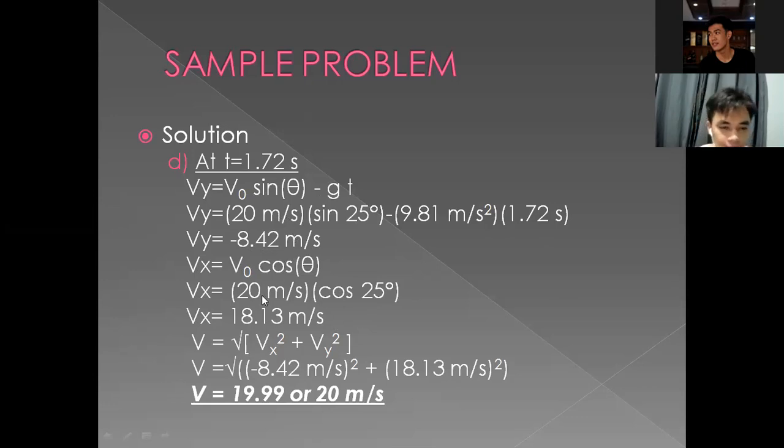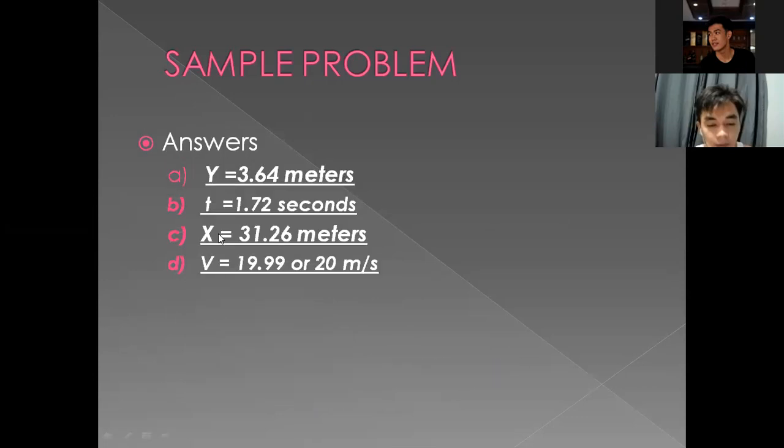And alam naman natin, the square of the horizontal and the square of the vertical, tapos i-square root mo, makukuha is yung velocity. So, i-equate natin siya, Vx squared plus Vy squared. Substitute mo lang, tapos kunin yung square root. Ang final answer natin is 19.99 or 20 meters per second. Yun lang yung projectile. Okay.